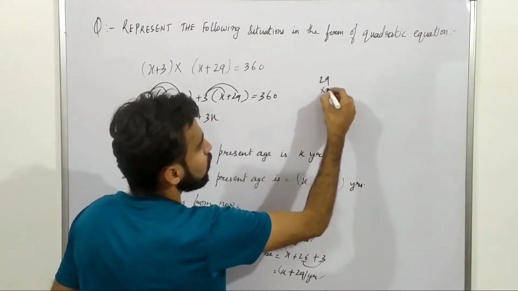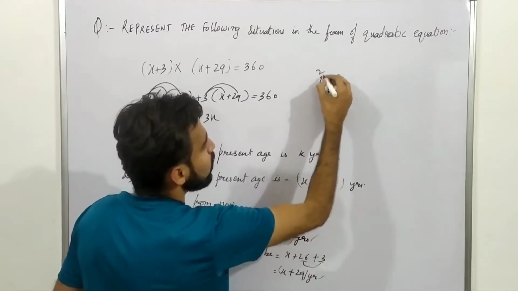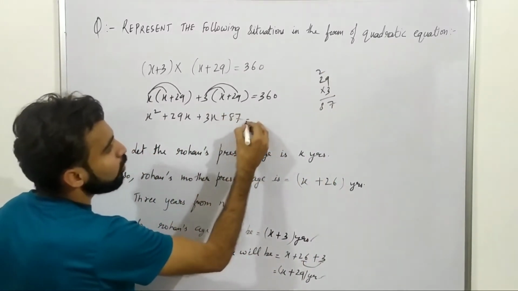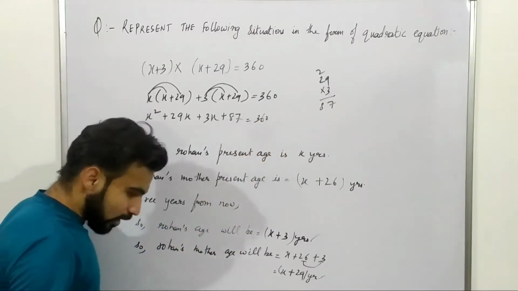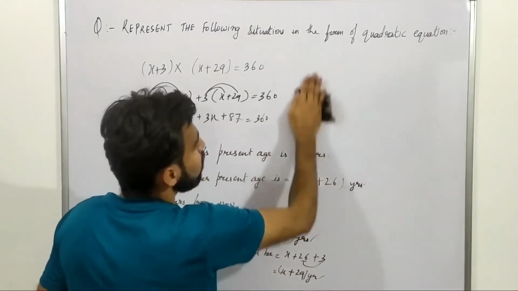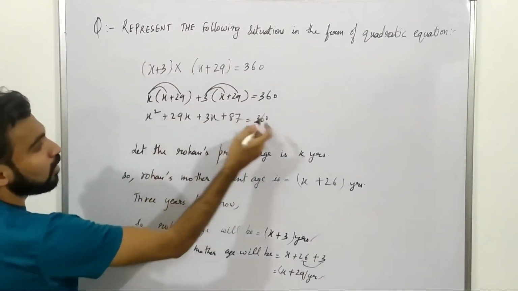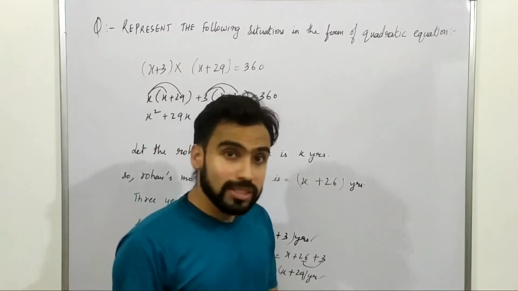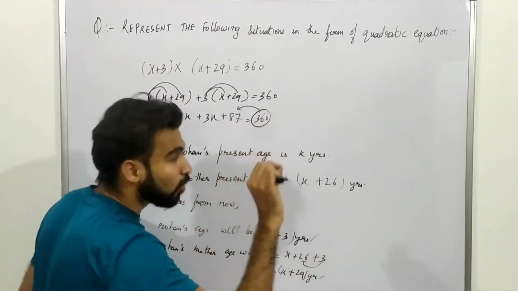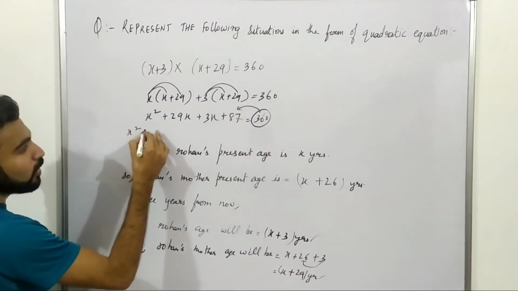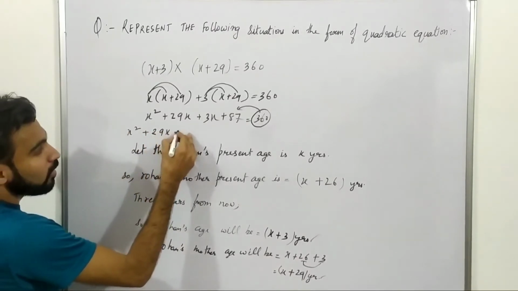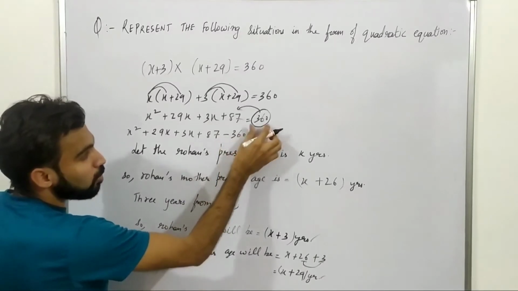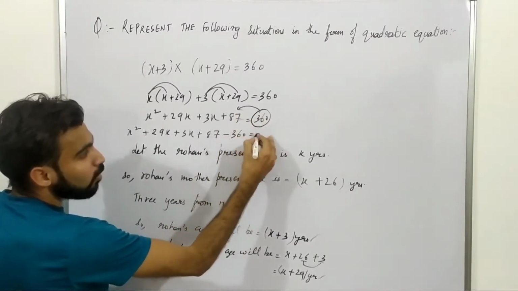So what is 3 cross 29? 3 nines are 27, 2 here, 3 twos are 6, 8, 87. So that will be plus 87 equals 360. Getting my point? Now, if I move the right hand side over to the left hand side, remember the quadratic equation standard form: you have to make the right hand side 0. So the left hand side will be 3x plus 87 minus 360, as this positive term will become negative, equal to 0.